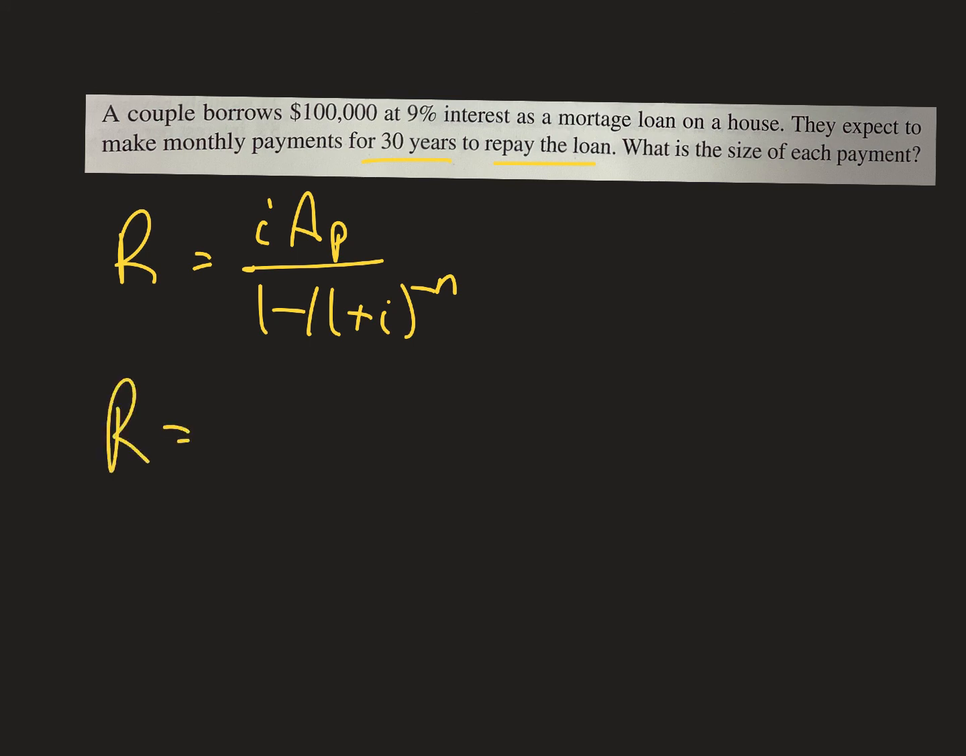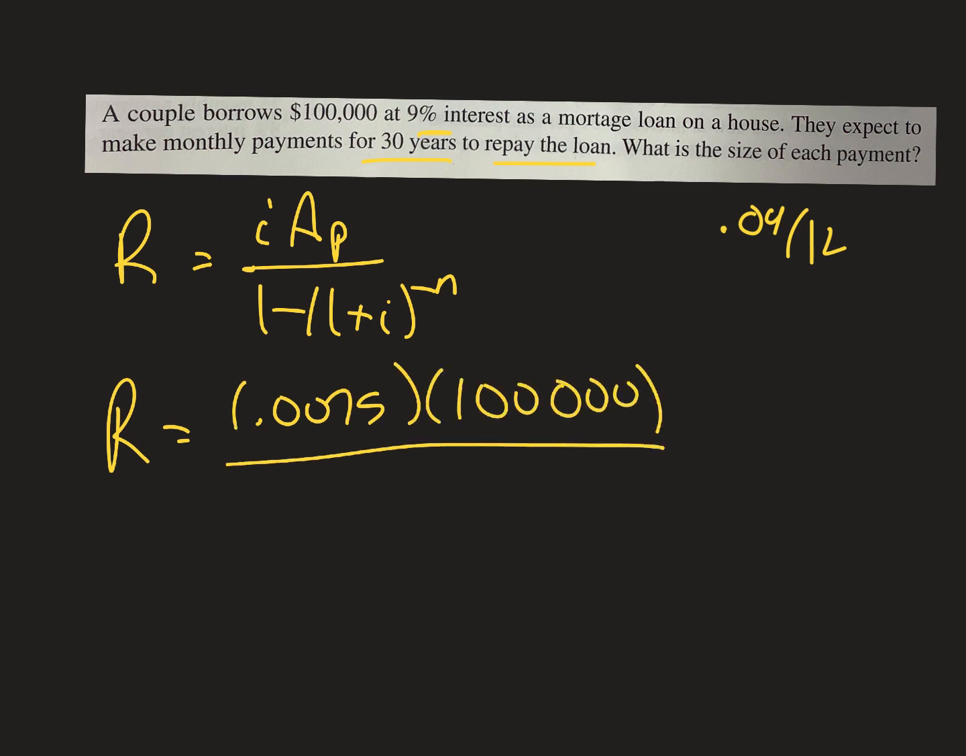Okay, so let's set that up right here. I don't know R, that's what we're trying to find out. I is the interest rate. It says the interest rate is 9%, and they're going to make payments every single month. So I'm doing the 9% divided by 12 to figure out what that rate is, and I'm getting 0.0075. So I got 0.0075 times the amount of the loan, which was $100,000. And then I got 1 minus, on the bottom, (1 plus 0.0075) to the negative n power. N is how many payments they're going to make. If they're going to borrow for 30 years and make a payment every month, that's 360 payments. That's a lot, negative 360 right there.